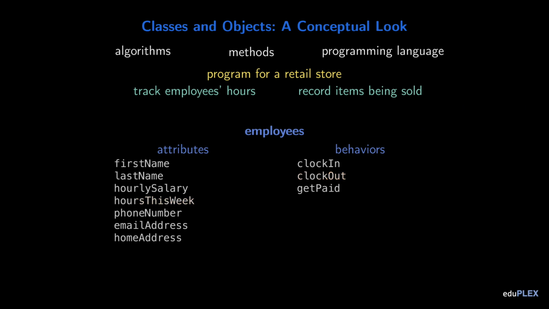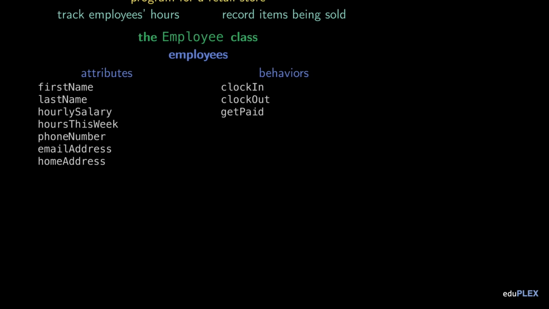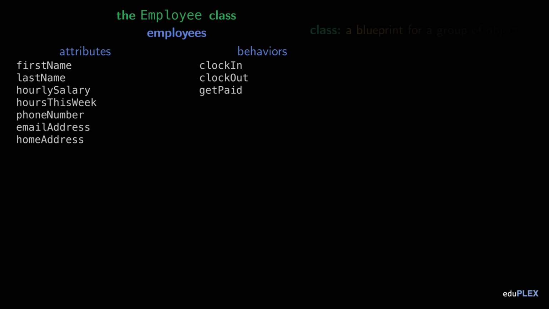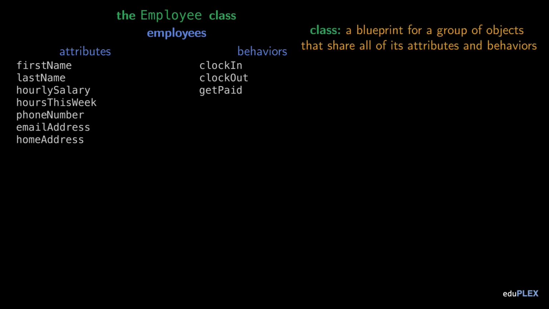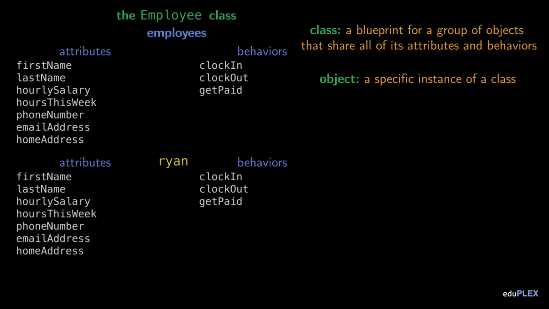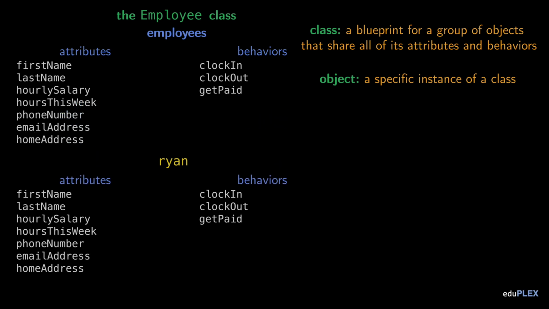What we just built is called a class. Let's call it the employee class. A class serves as a blueprint for a group of objects that all share these attributes and behaviors. An object is a specific instance of a class. For example, let's say I had an employee named Ryan. Ryan is an instance or a specific case of the employee class, since he's a specific employee. The employee class is that general blueprint. Ryan is an object from that class. He's one specific employee made from that blueprint.